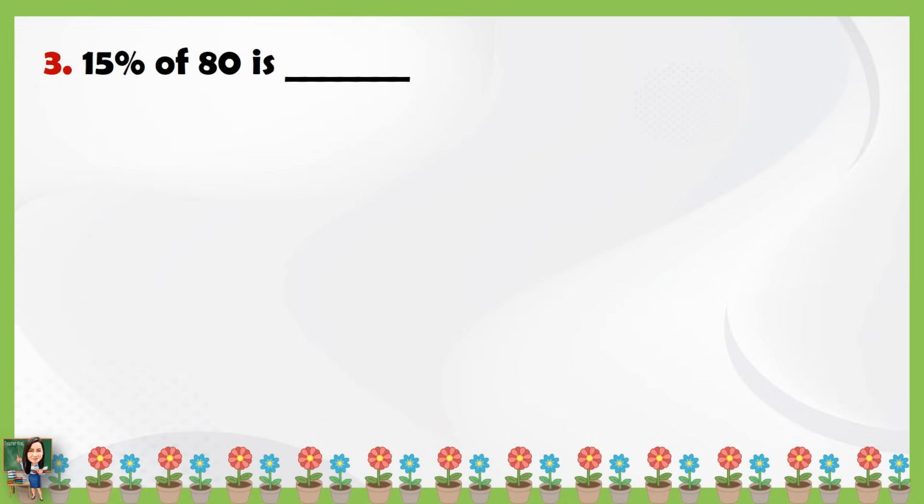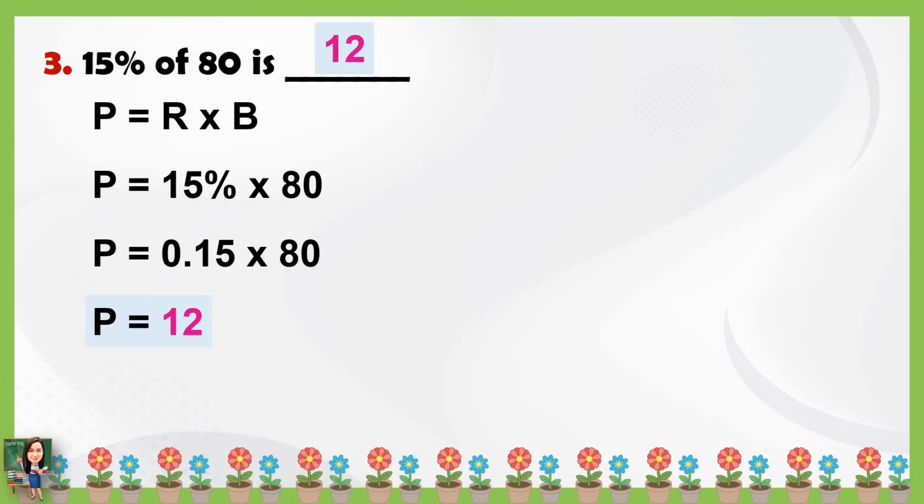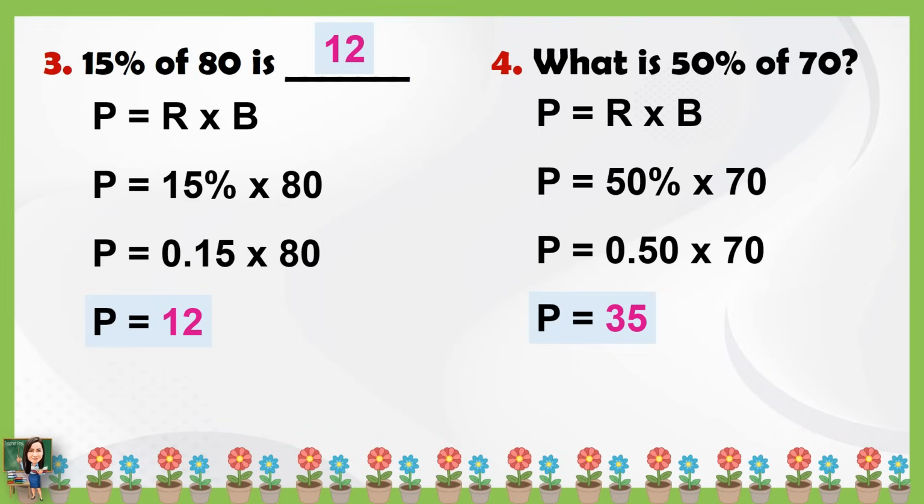Number 3. 15% of 80 is? Use this formula. Percentage equals 15% times 80. In decimal, 15 hundredths times 80 equals 12. The percentage is 12. Number 4. What is 50% of 70? Use this formula. Percentage equals 50% times 70. In decimal, 50 hundredths times 70 equals 35. The percentage is 35.